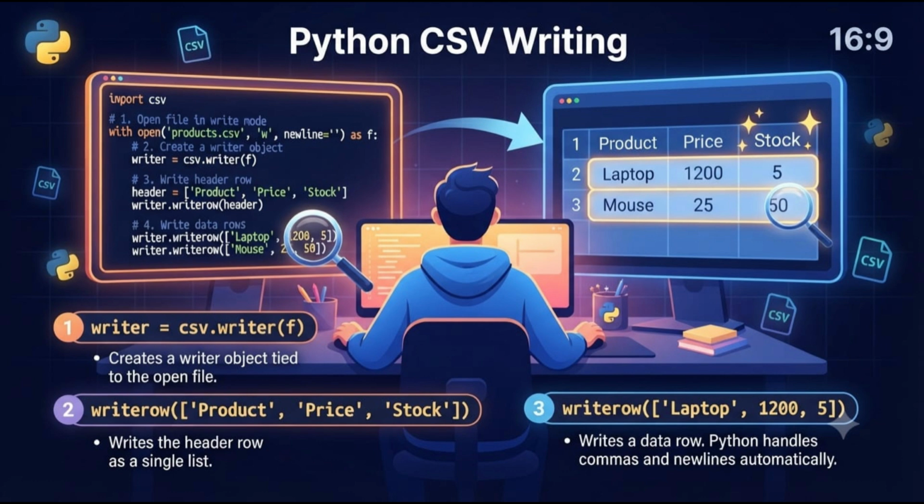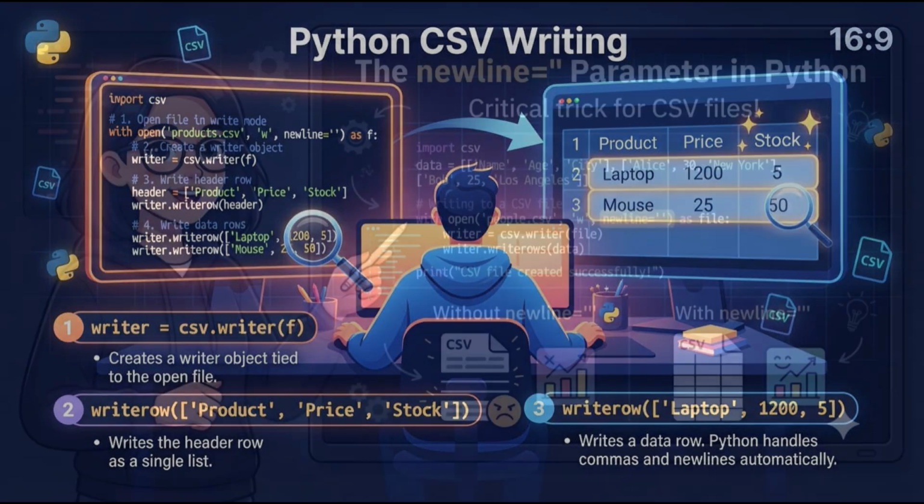To add data, our main tool is the writerow method. This function accepts a single list of strings or values and writes them onto a single line, automatically separated by commas. First, we write our header row with columns like product, price, and stock. Right below that, we call writerow again with actual data values like laptop, 1200, and 5. Every single time you call writerow, Python automatically handles the formatting and jumps down to create a clean new line for your next record.